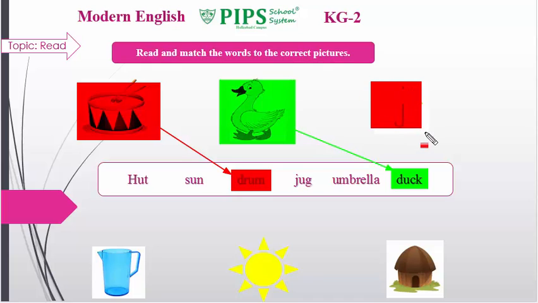Another one is umbrella, and here are the spellings of umbrella. Now we will match the spellings of umbrella with its picture like this.